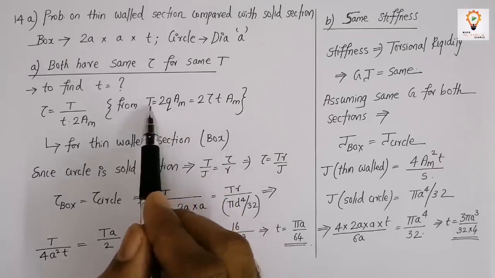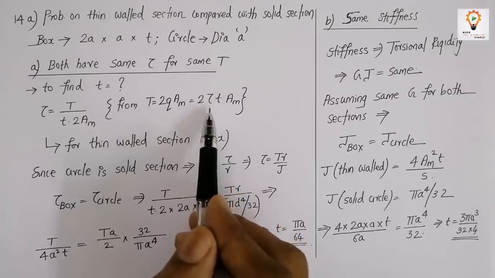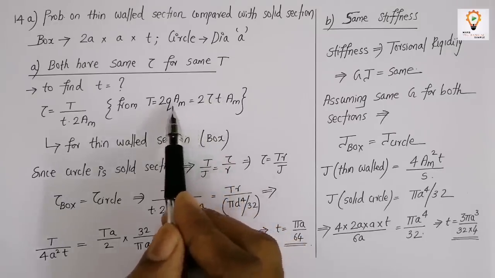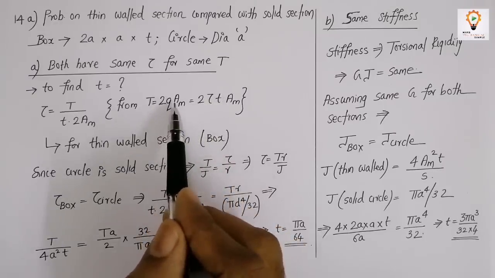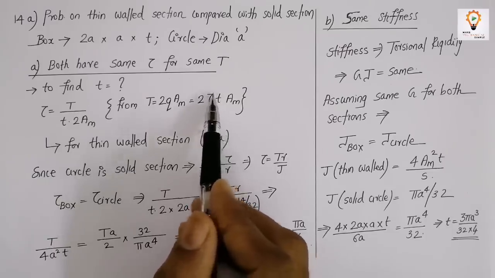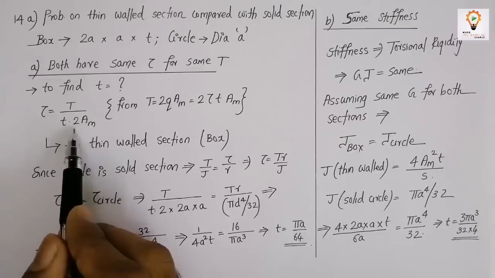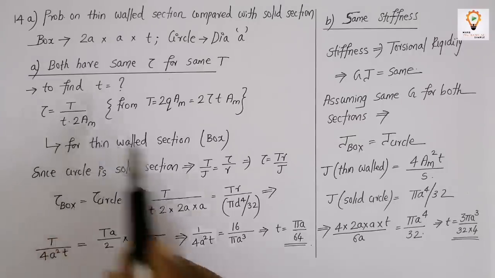So we have the basic equation T is equal to 2qA. q is replaced by tau t. So I am defining what is shear flow. Shear flow is represented by the letter q, which is the product of shear stress and thickness in a given section. So from this, tau is equal to T divided by small t into 2Am.